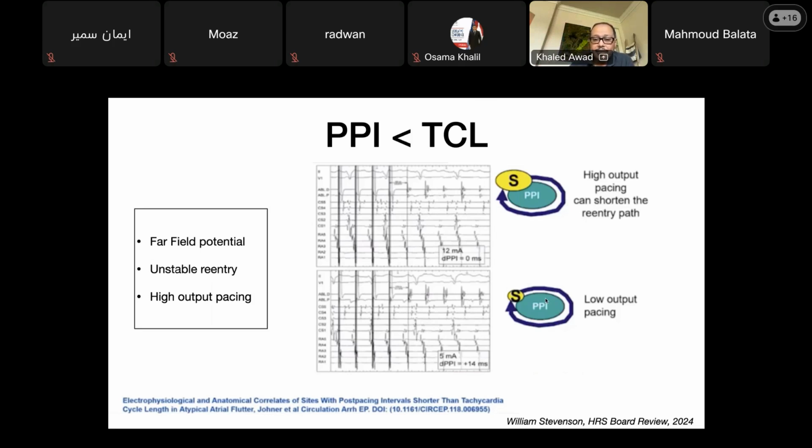When you get that, just pause a little bit, think, bring your output down, try to see if you're dealing with an automatic rhythm versus re-entry. How do you do that? Remember, we try to deliver a stimulus right in the middle of the P wave, bring it in a little closer, see if you can reset the tachycardia.